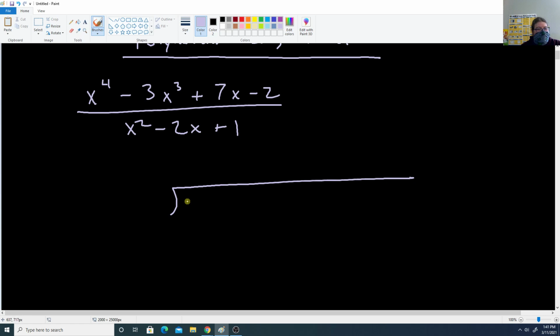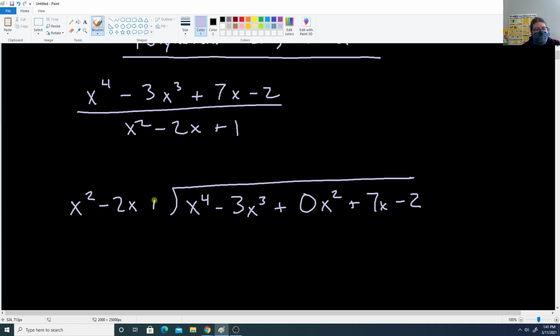To do this, we write the dividend in there, which is x to the fourth minus 3x cubed plus, we're missing x squared, so I'm going to put plus 0x squared plus 7x minus 2. And out here we put the divisor x squared minus 2x plus 1. To start, we take the x to the fourth and divide it by x squared. That equals x squared, and we put the x squared above the x squared position.